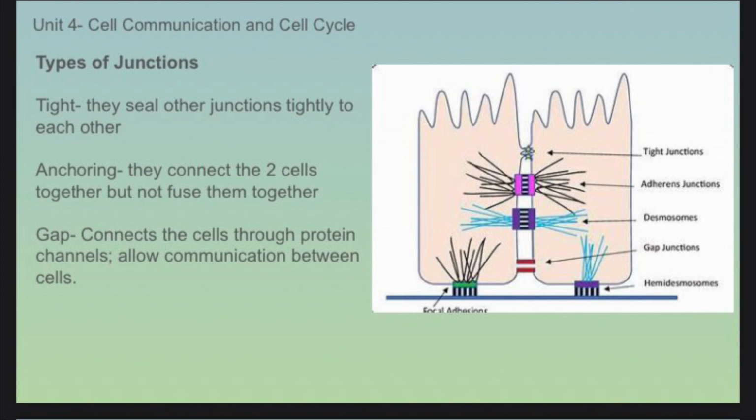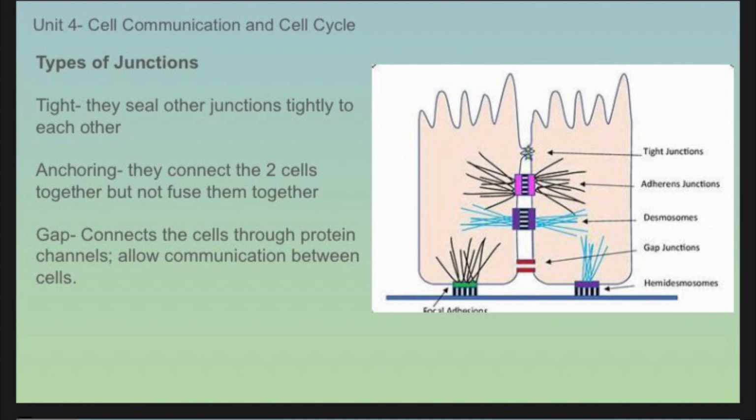Okay, let's keep the ball rolling. First of all, we've got types of junctions. Tight junctions are when they seal to other junctions tightly. Anchoring is when they connect two cells together but not fuse them together. A gap junction connects the cells through a protein channel, which we learned about before, allowing communication between the cells.